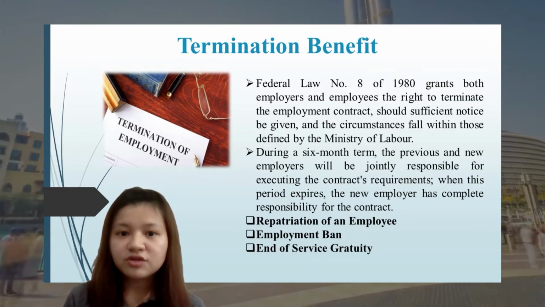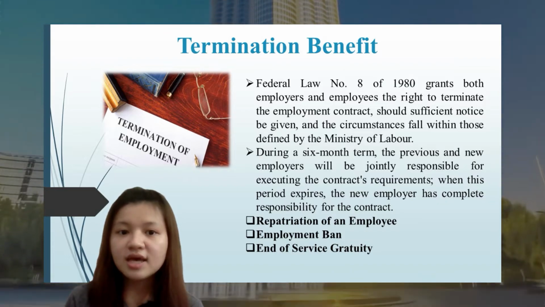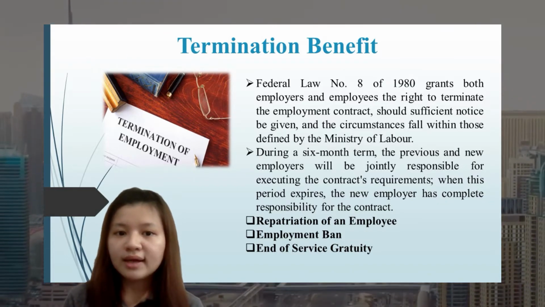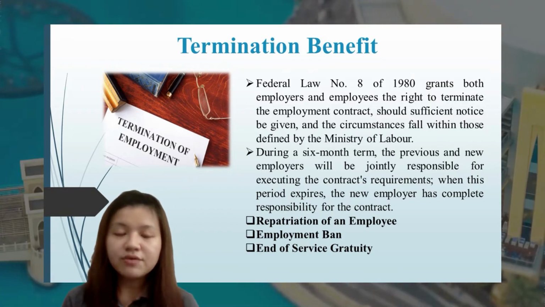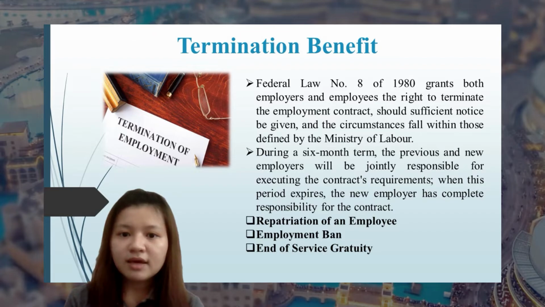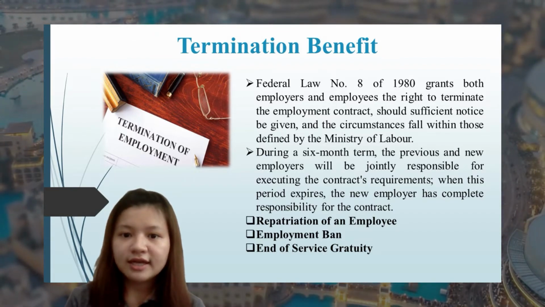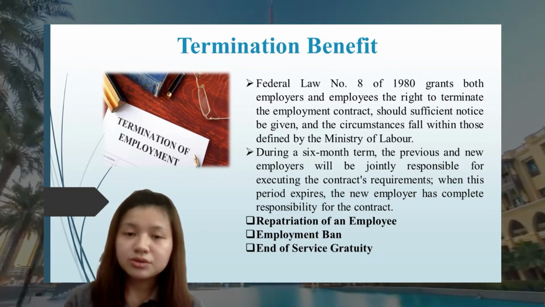Third is the end of service gratuity. Any employee who has completed at least 1 year of continuous service is entitled to end of service compensation upon termination of employment. When calculating the length of service, only paid work days are included. The compensation will be as follows: 21 days' pay for each year of the first 5 years of service, and 30 days' pay for each additional year. However, the entire total remuneration should not exceed 2 years' pay.